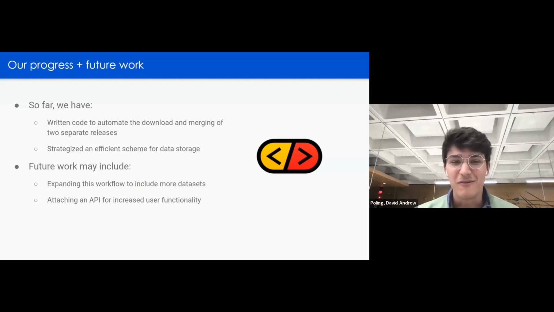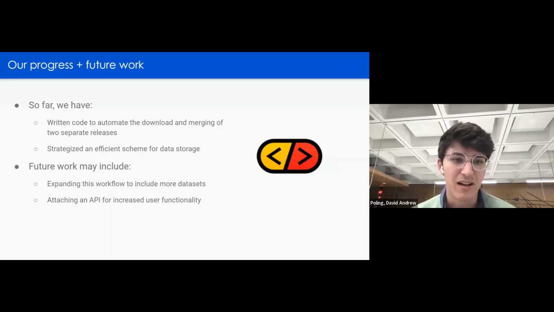So we have an app on our computer. When we give it a command, it downloads that data from the RxNorm website. It parses it into a table, and then it merges those two tables into one. And so that's the first step.